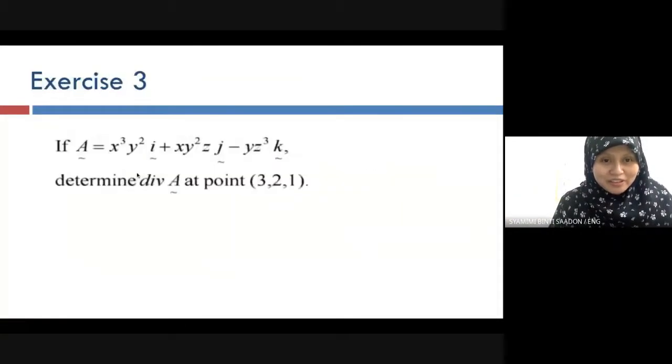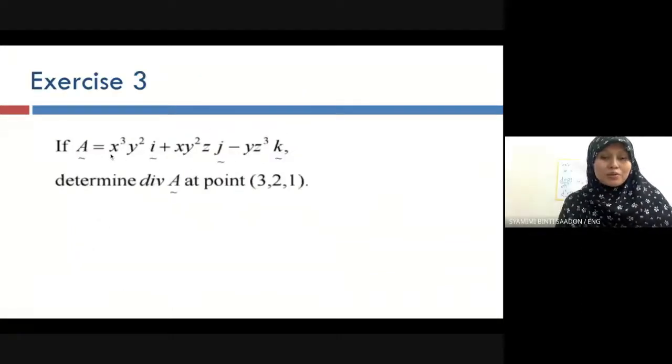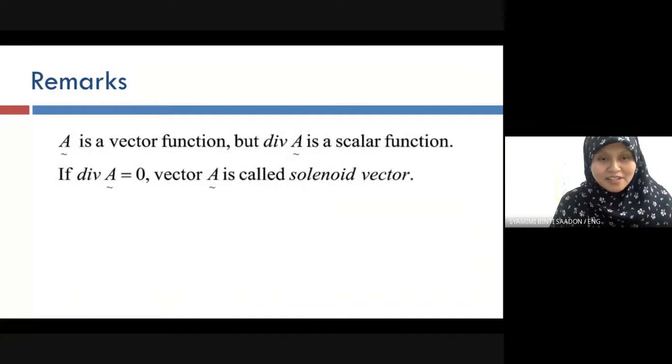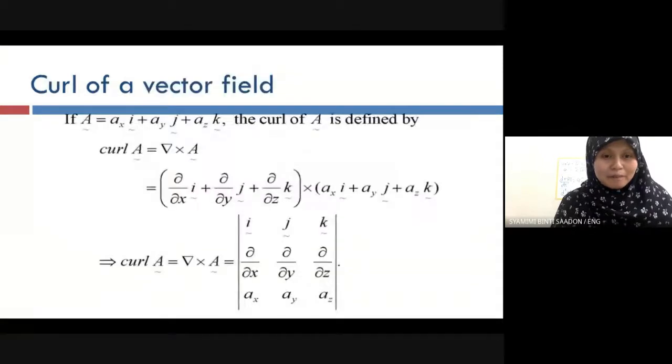This one, again, I think you can do by yourself also, because it's quite the same. You have a vector A, etc. Determine divergence A at point 3, 2, 1. Next, remarks. This is just some remarks. A is a vector function, but divergence A is a scalar function, like I've mentioned earlier. If divergence A is 0, this means that the vector is called a solenoidal vector.